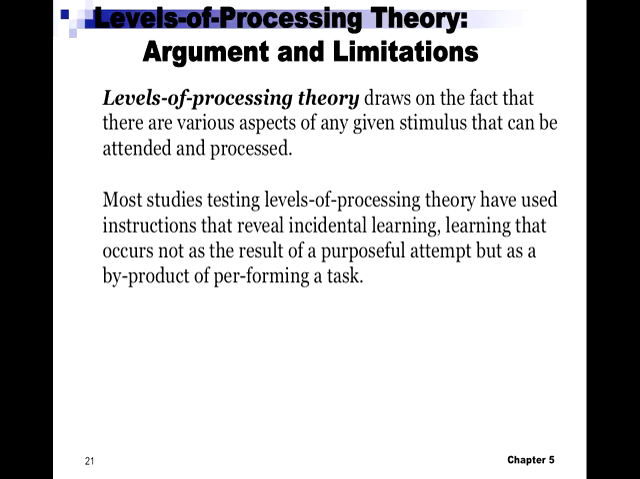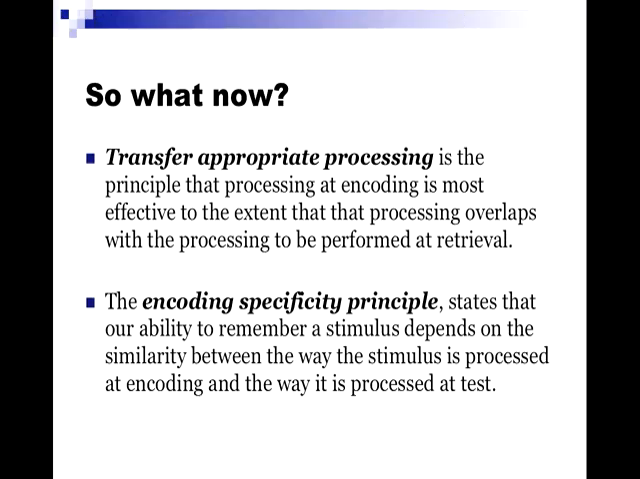So the whole idea behind both of these, incidental learning and levels of processing, is so circular. So how do we know that they remembered it better? Well, it was deeper encoding. How do we know it was deep encoding? Because they remembered it better. So what do you do to solve that problem of, yeah, the theory seems nice, but it doesn't really work? Now what we talk about is transfer appropriate processing and encoding specificity.